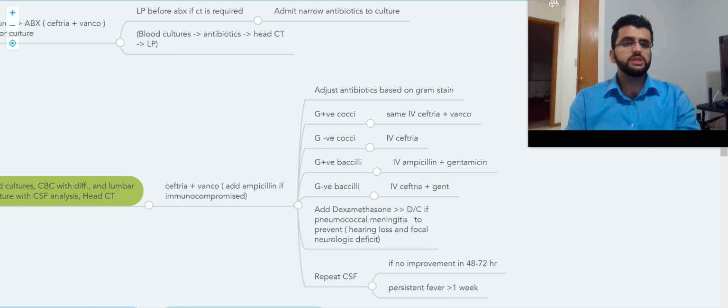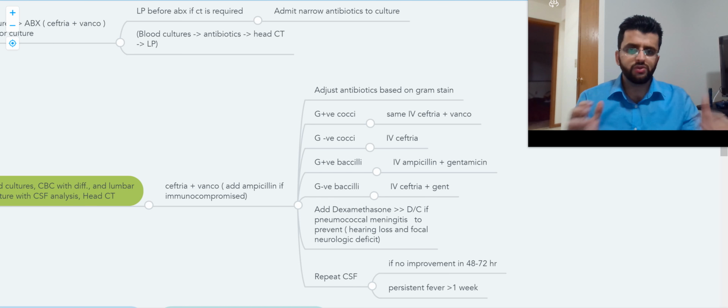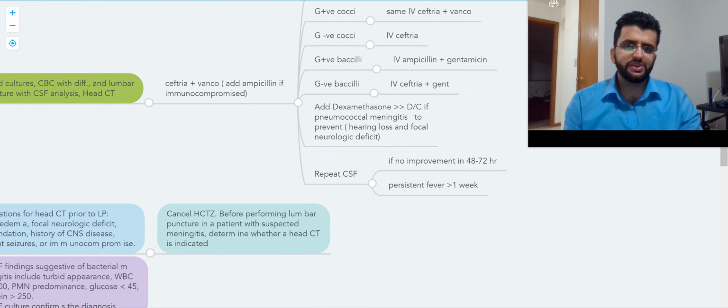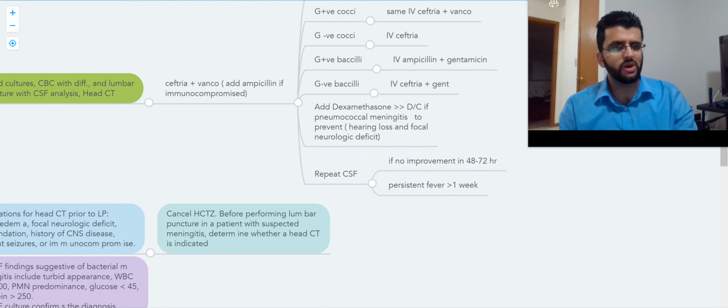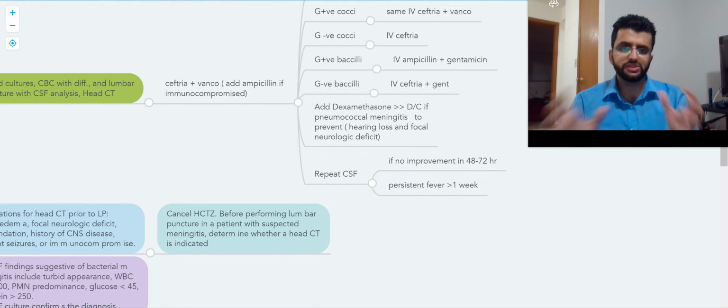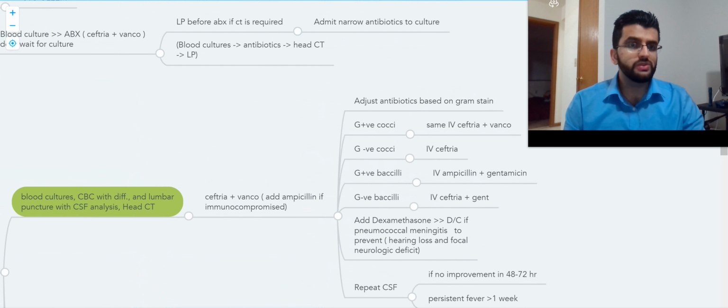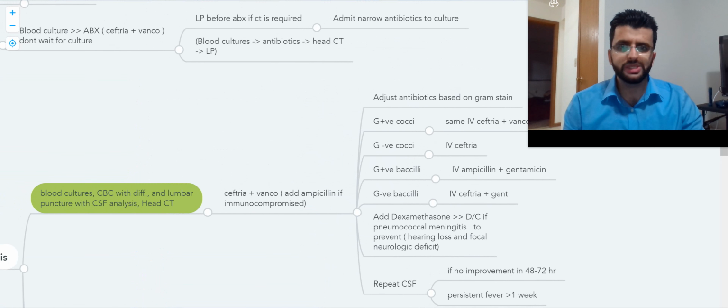Okay, so what are the indications of adding dexamethasone? It decreases swelling, and when it decreases swelling, it will prevent hearing loss and focal neurologic deficit. Okay, and repeat the CSF if no improvement within 48 to 72 hours. So within 2 days, if it didn't improve, we repeat the CSF. And if there is persistent fever for more than 1 week, then we repeat the CSF again.